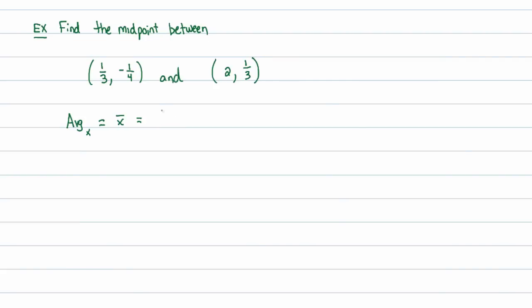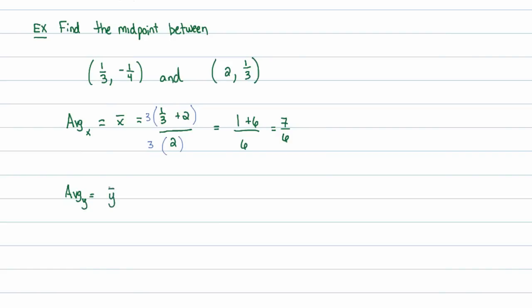So the average is just adding up the x values and dividing by 2. Well, this is a complex fraction, so I'm going to multiply top and bottom by the LCD amongst the numerator and denominator, which would be 3. So I'll distribute that 3 through, and I'll get the following: 1 plus 6 over 6, or in other words, 7/6. So 7/6 is the average x value. Let's find the average y value.